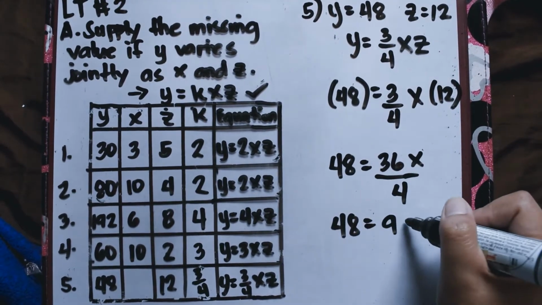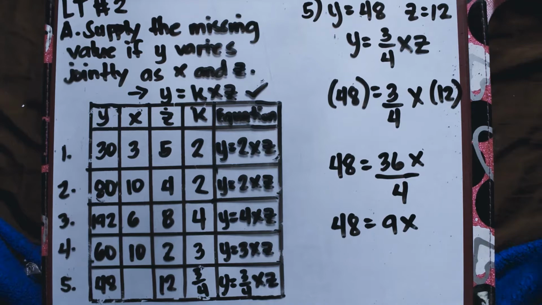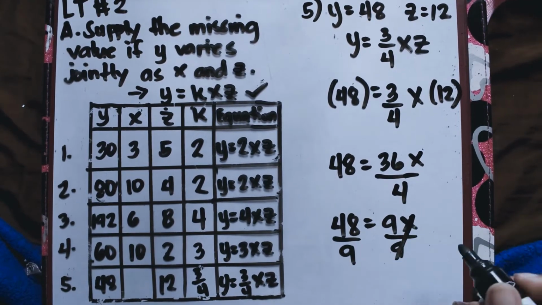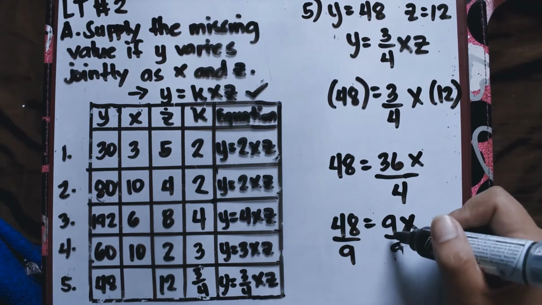We have 9. And then, just copy x. So, meron pang kasama si x, which is 9. So, divide both side by 9. So, cancel. Ay, sorry. Mali ako ng cancel. Sorry na po. So, ito pala, 9.